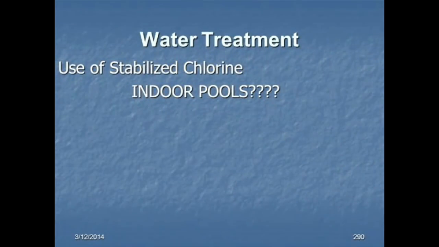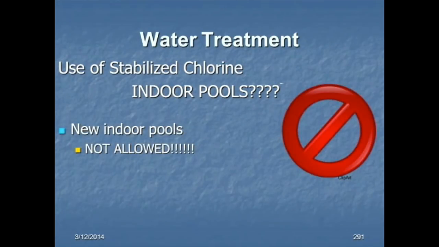Now, the use of stabilizer, stabilized forms of chlorine, on an indoor pool, what does it do? It protects the chlorine from sunlight. So the use of stabilizer in an indoor pool, especially a new indoor pool, is not allowed. If we receive plans and specs on a new indoor pool and we see a stabilized form of chlorine, they will be denied.